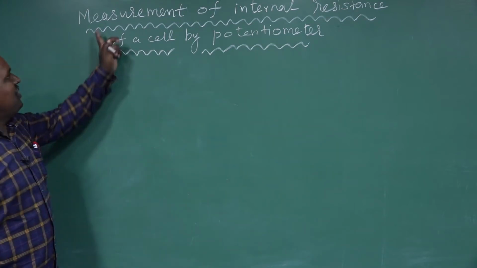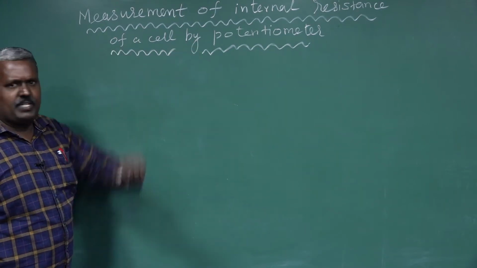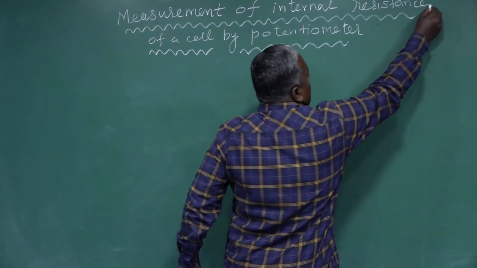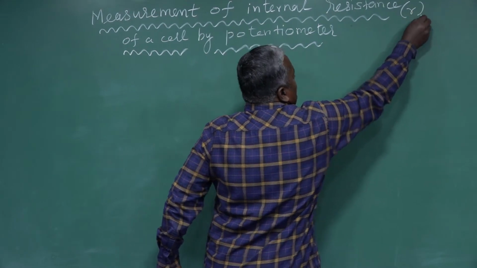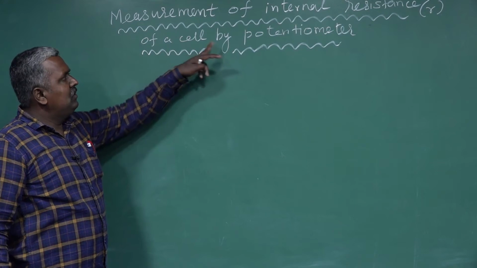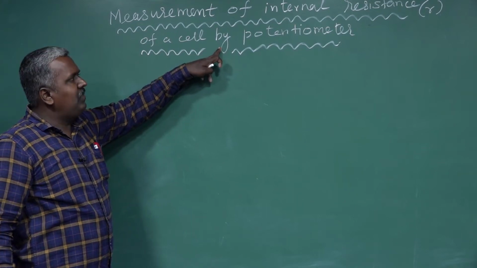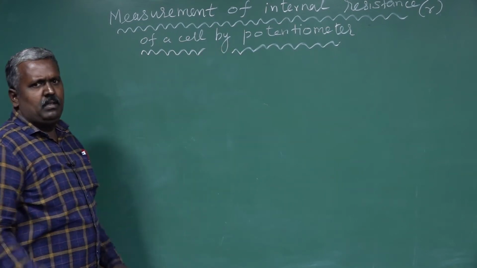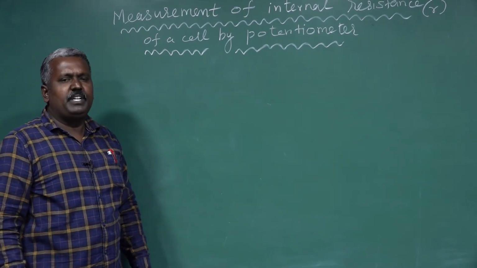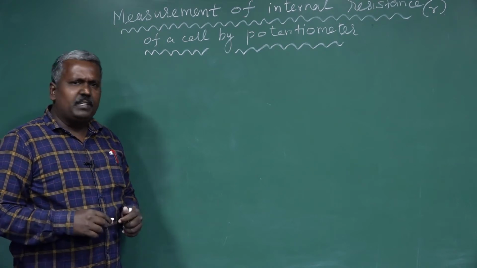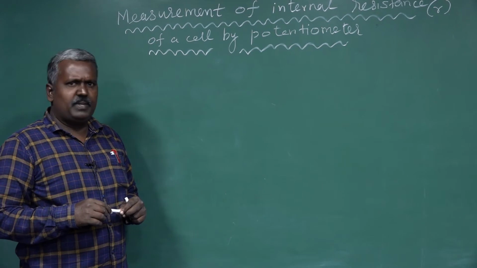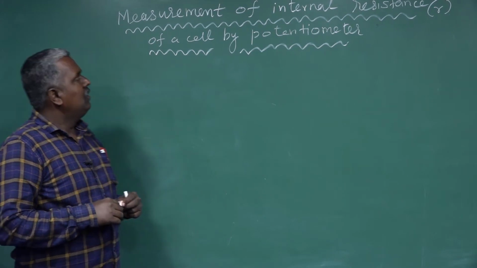Okay. Measurement of internal resistance. It's a symbol that is very, very important, a smaller r of a cell, that means with the help of a potentiometer. Already you have studied about the potentiometer, the meter bridge and also Ohm's law. Remember that? Okay. Right.